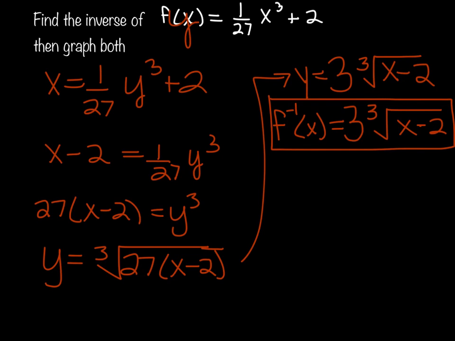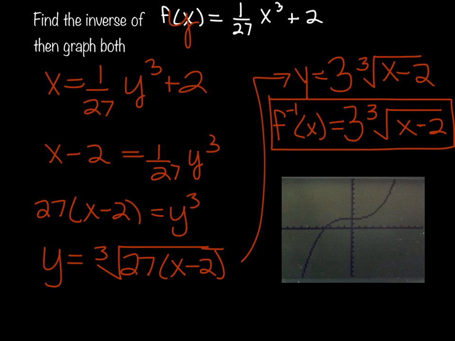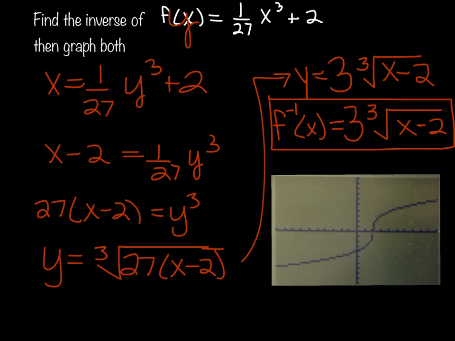So now if we're going to graph both, it's going to look like this. That's just the first one, 1/27 x cubed plus 2. It's a cubic function, so remember it's odd, and it's positive, so it's up on the right and down on the left, plus 2, so it's shifted up 2. Now if we graph the cube root function, it'll look like this one. So there's the cube root function. And if we put them both in the same screen, here's what it's going to look like.